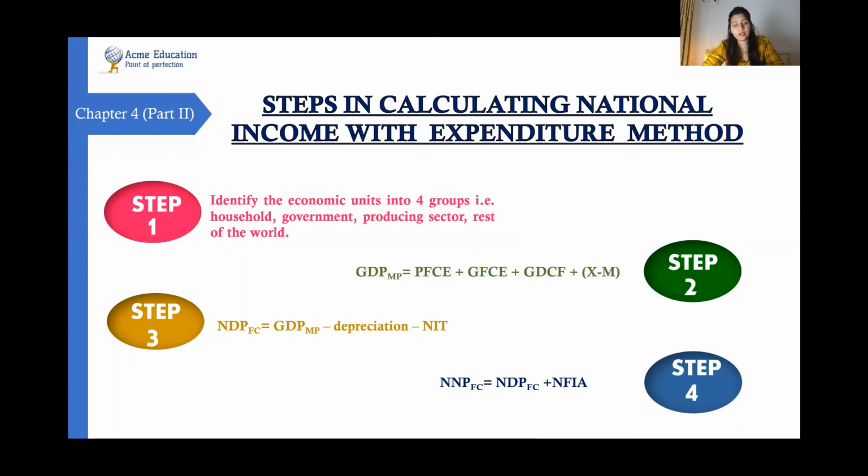Again, if you see, from domestic to national, you're supposed to go. And when you're supposed to go from domestic to national, you need to add your NFIA. The rest of the elements, that is factor cost, are the same.